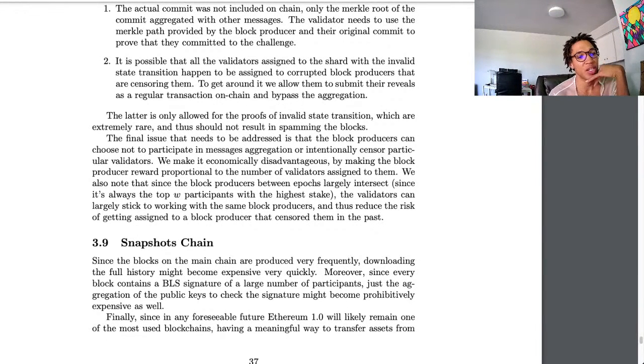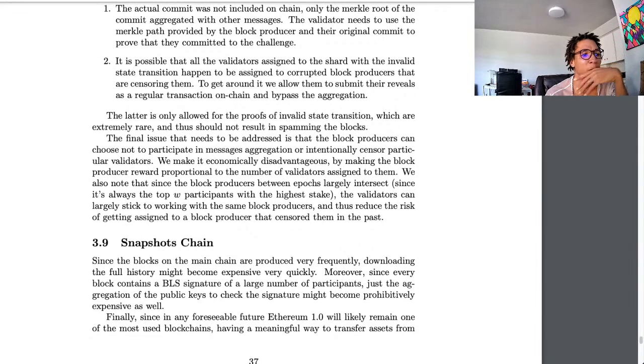The final issue that needs to be addressed is that the block producers can choose not to participate in message aggregation or intentionally censor particular validators. We make it economically disadvantageous by making the block producer reward proportional to the number of validators assigned to them. So you want as many validators as possible so you can get a higher block reward, and therefore, I guess it's harder to censor everyone, I would assume.